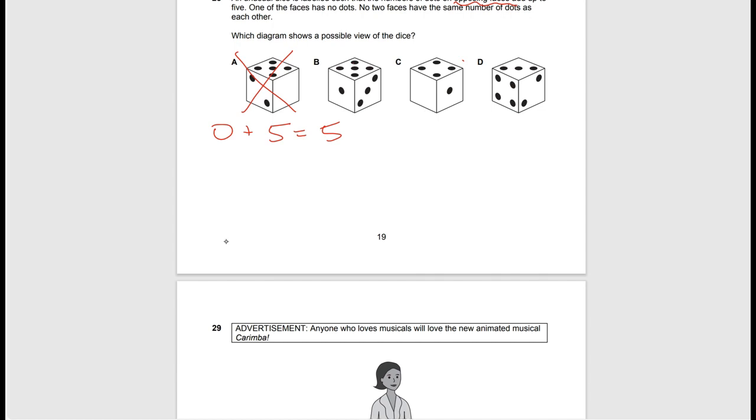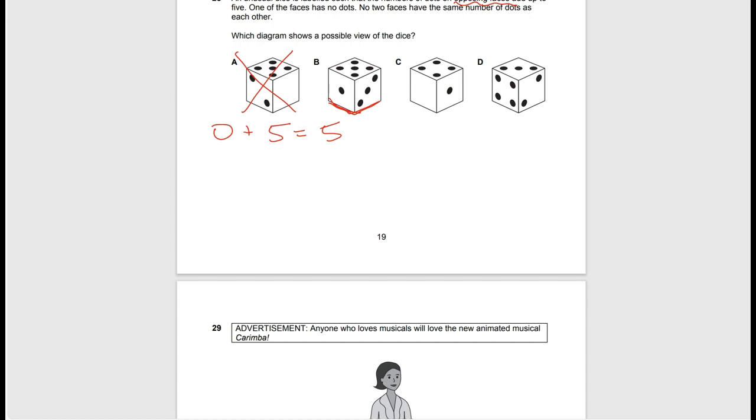Let's look at B. We can see the 5 dots, and we can't see the 0, which is good. It means that the 0 could potentially be underneath, this face here. So it could be B. Let's leave it and go back to C. C could be correct as well. If this is 0, the 5 could be this face here that we can't see. That could be true. C could be correct.